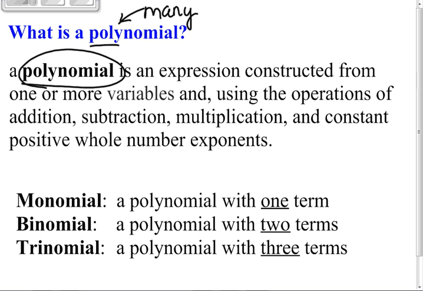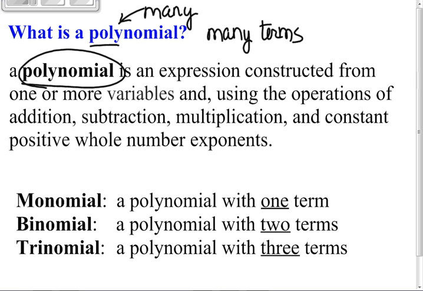Poly means many, which means it has many terms. And while this might be the formal definition, by the time you get to be a senior, you still won't remember what it is. Okay.